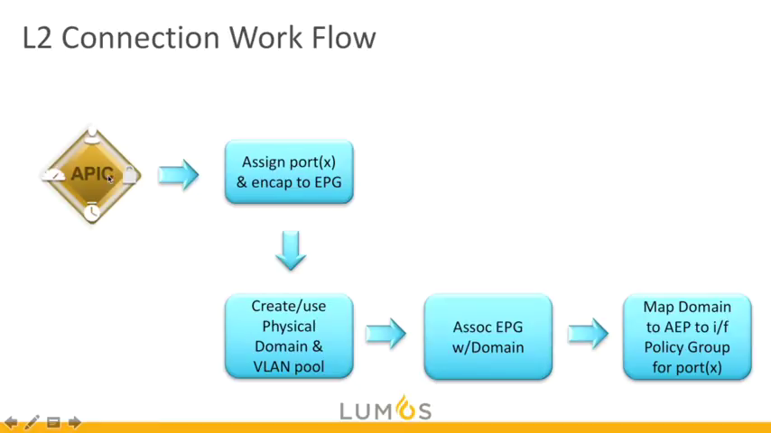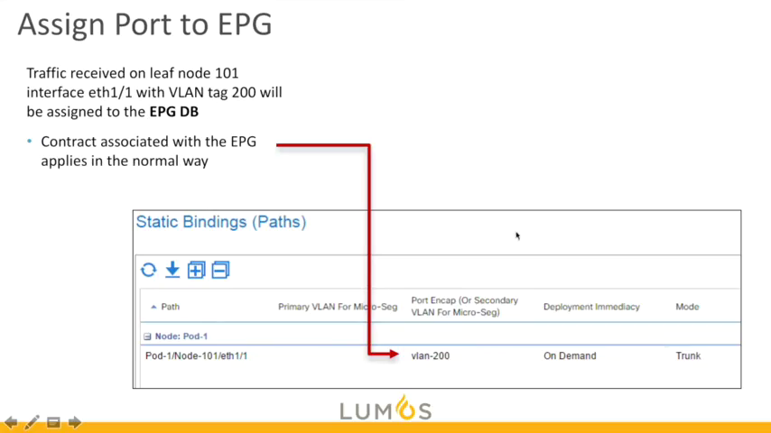So to do this in the APIC, we would assign ports and encap to an EPG, which I'll show you in just a second. We're going to create and use a physical domain and a VLAN pool. This will be a static VLAN pool because we're doing static assignments. We don't have orchestration going on like we do with vCenter and the APIC. So we're just going to assign a VLAN statically. We're going to associate that EPG with that domain. We're going to map a domain to an attachable entity profile and to the interface policy group for the port numbers. So here's what it looks like under static paths.